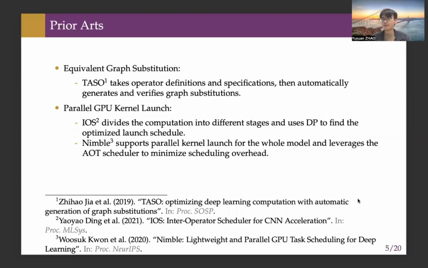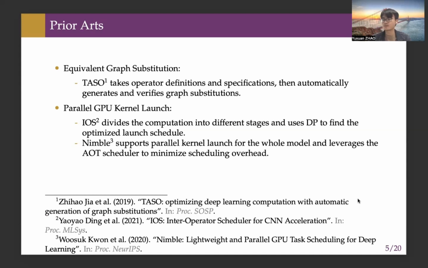There are some previous arts on graph level and runtime level optimization. A widely used graph optimization approach is equivalent graph substitution. Deep learning frameworks generally perform rule-based substitution in a predefined order. TASO takes operator definitions and specifications, then automatically generates and verifies graph substitutions, enabling a much larger search space than manually designed ones. GPUs support parallel kernel launch by using multiple streams, leading to better computation resource utilization.